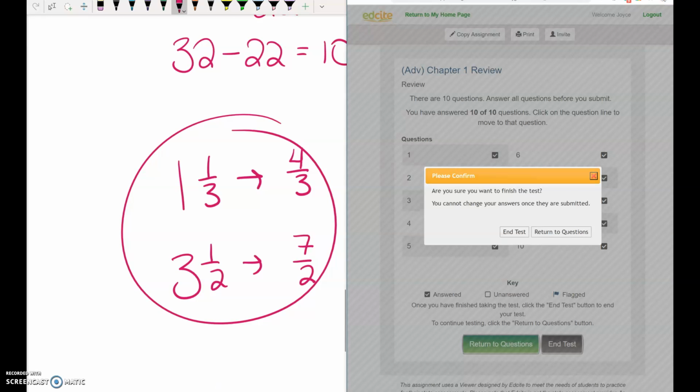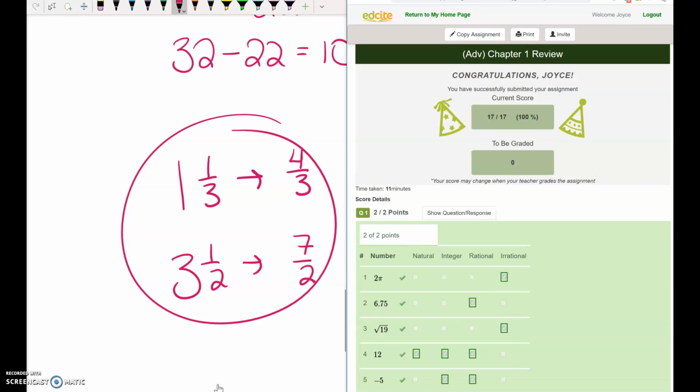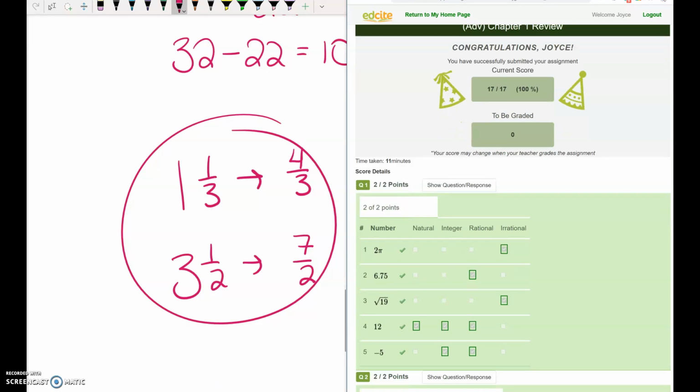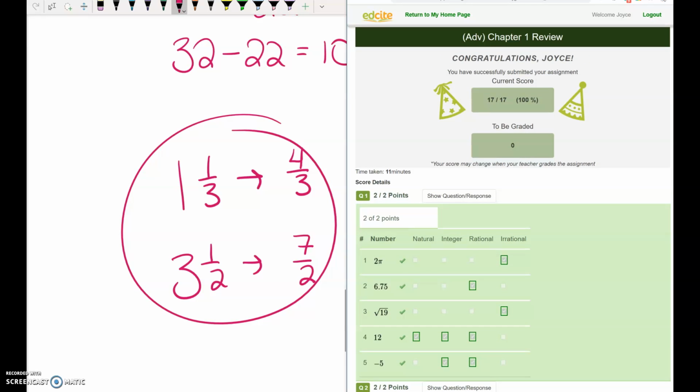Everything in EdSite is called tests, which is kind of annoying, but you click end test. Are you sure you want to finish? End test. And I got 100%. Yay! On your test, you will not receive this. You'll receive something that just says like, congratulations, thanks for submitting. It's not going to show you your score. It's not going to show you which problems you missed. I will be looking at your tests to figure out what your score is and then entering that in the gradebook.